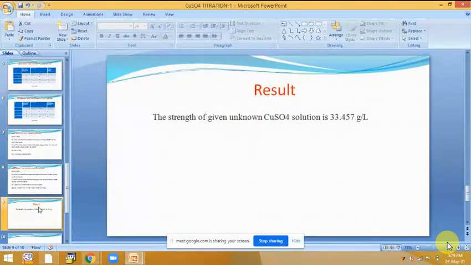The strength of the given unknown copper sulfate solution is this. No need to take a screenshot. I will share this PPT with you.